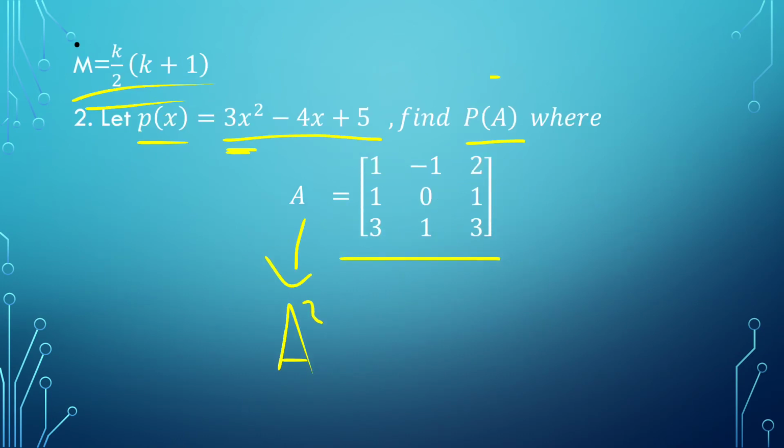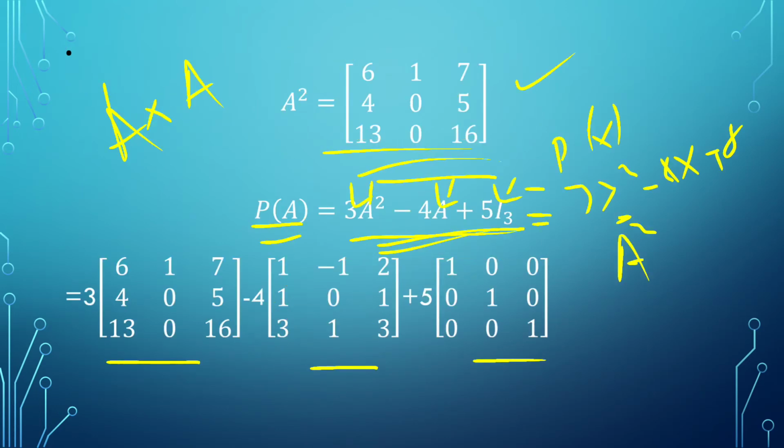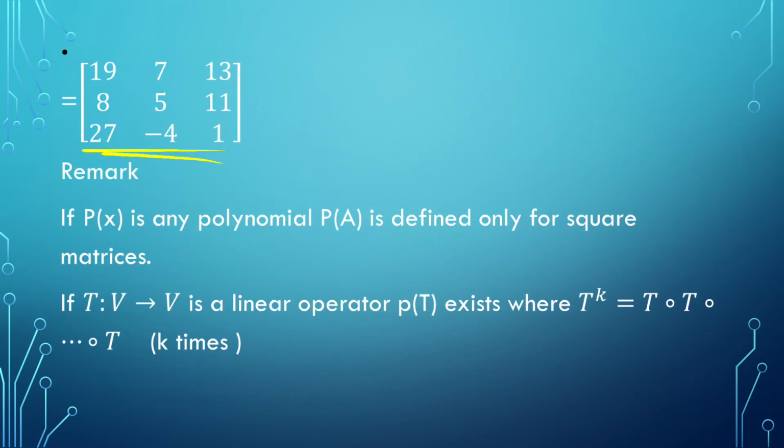So if you are to find this p(A), we will use the idea of the polynomial given. The polynomial given will tell you to what power you are going to extend your matrix. So if it's to power 2, then you know you'll have to work out A squared, and then you substitute respectively. When that happens, you have arrived at the answer.